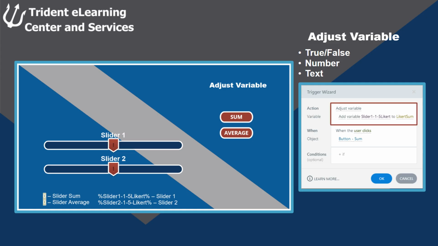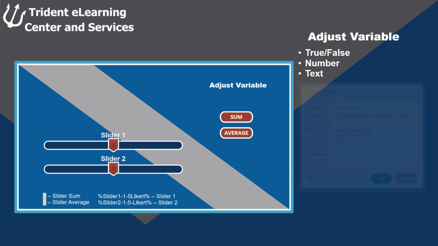First, we'll change the action from set to add and switch value to variable. Notice how the Trigger Wizard's display changes, and Likert sum remains brownish-green, showing that this is the variable we're adjusting. Then, we select Slider 1, 1, 5, Likert to tell Storyline to add its value of 1 to Likert sum. At this point, Likert sum equals the value of Slider 1. We'll repeat the process with Slider 2, adding its variable to Likert sum as well. Let's see how these two triggers work together.